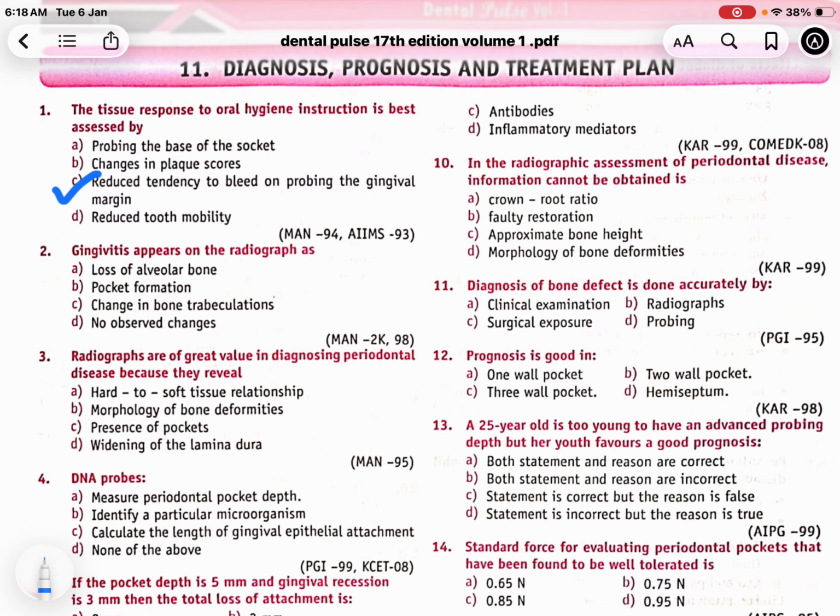Okay. So next question, the gingiva appears on the radiograph as... Since gingivitis is an inflammation of the soft tissue only and does not involve the supporting tissue, there are no radiographic changes seen in a patient with gingivitis. So we observe no changes.